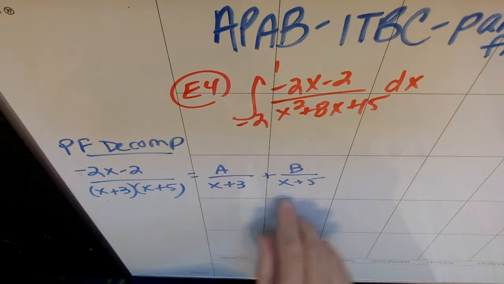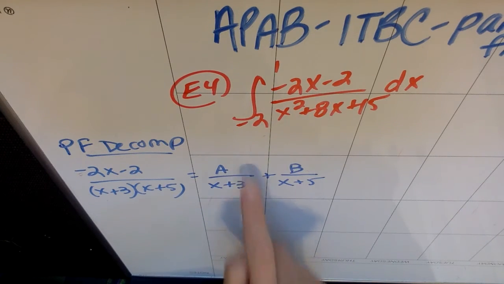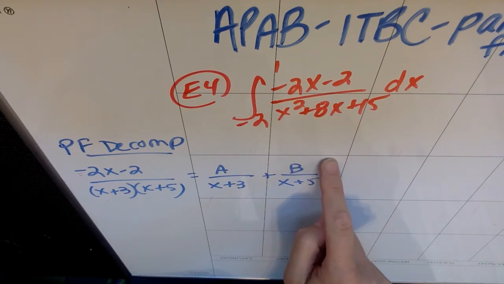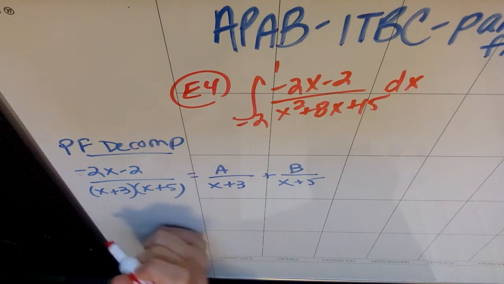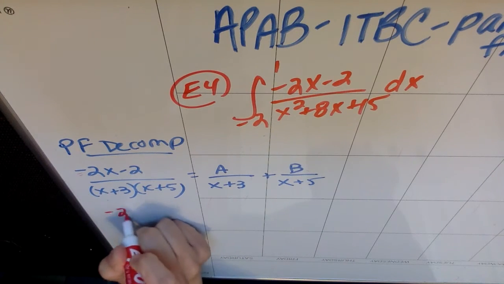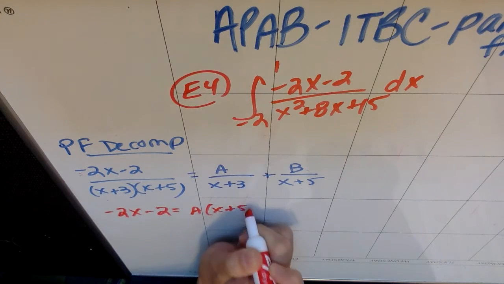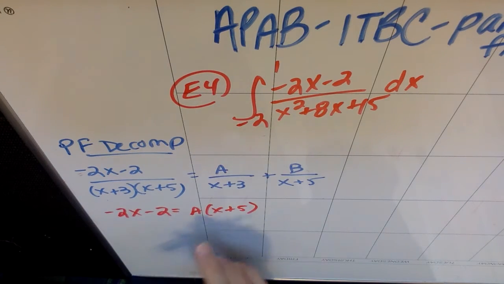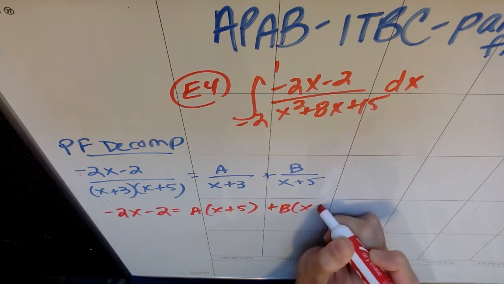So you're going to get a common denominator that is identical to this denominator, meaning A is going to get multiplied by x plus 5 over x plus 5, and B is going to get multiplied by x plus 3 over x plus 3. If I just want to skip to the step where all I'm looking at is numerators, nobody thinks that's cheating, as long as you do it properly. So you're going to get negative 2x minus 2 equals A times the quantity x plus 5 plus B times the quantity x plus 3.